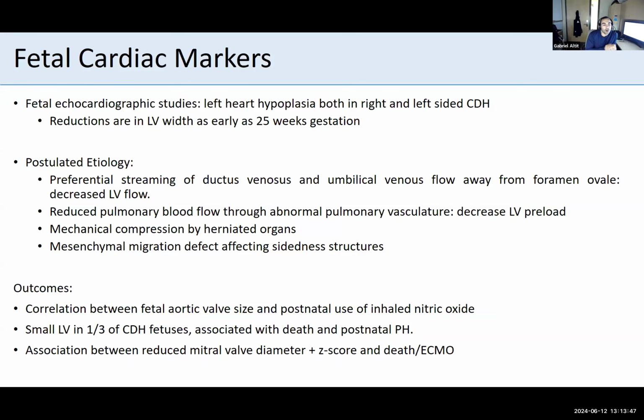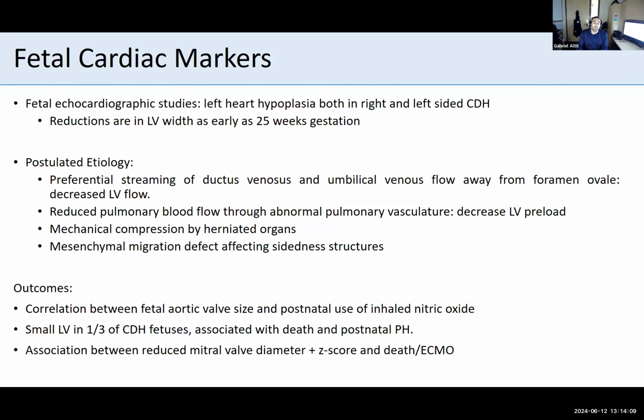There have already been studies outlining that from 25 weeks, we can already see that some of these fetuses have signs of left heart hypoplasia. So it doesn't seem to be only an effect of decreased preload on the left ventricle, but that there might be an actual impairment of the growth of the left ventricle in some of these patients.